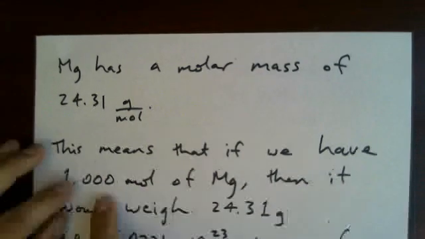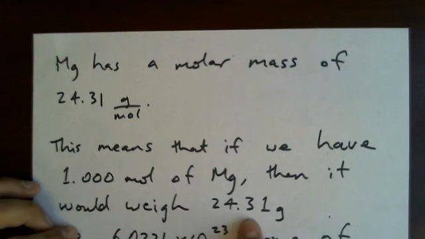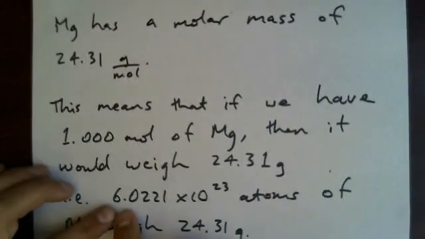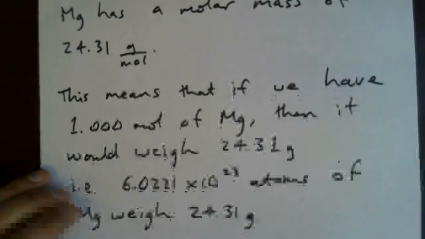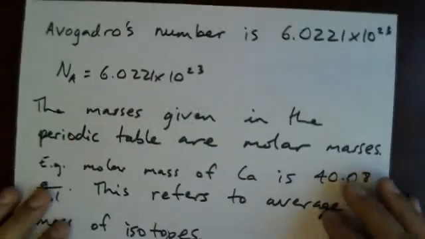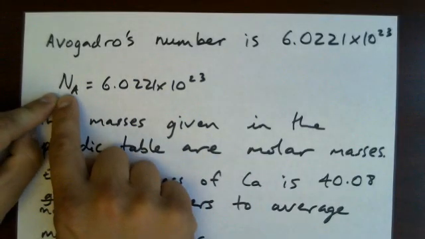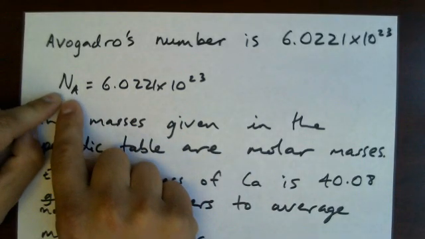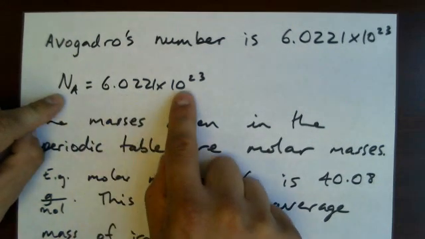Again, this means that if we have 1 mole of magnesium, then that's how much it would weigh. It would be the 24.31 grams. And so the mole means that it has 6.0221 by 10 to the 23 atoms of magnesium, which weighs 24.31 grams. We also call this Avogadro's number, and you'll often hear it referred to as Avogadro's number. We have this NA, which is the symbol we use for Avogadro's number.